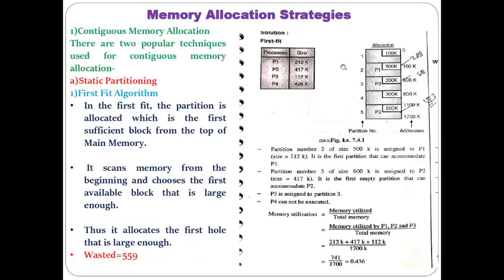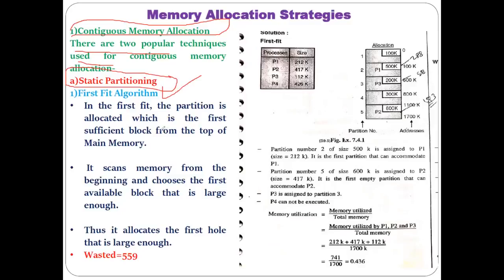Now let's see the first algorithm in the case of contiguous memory allocation. As I said, it is divided into two categories, static partitioning and dynamic partitioning. We are discussing static partitioning, and in static partitioning, the algorithms utilized to allocate memory to the process are also divided into three categories. The first category is the first fit algorithm. Now let's read the theoretical point and then use an example to understand it better.